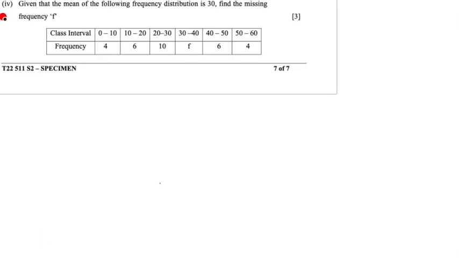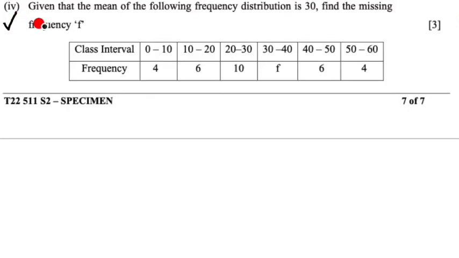Last question, that is question 6, fourth subpart. Given that the mean of the following frequency distribution is 30, find the missing frequency f. So we have to find this. In order to find this, you can use any one of the three methods: your direct method, shortcut method, or step deviation method. Any one of these can be done by you.